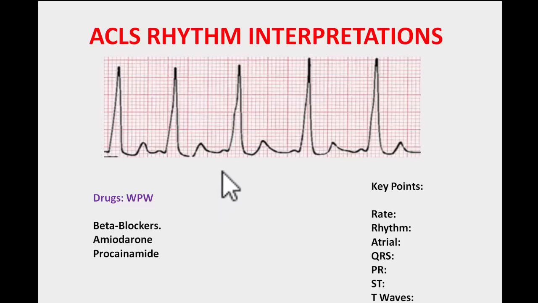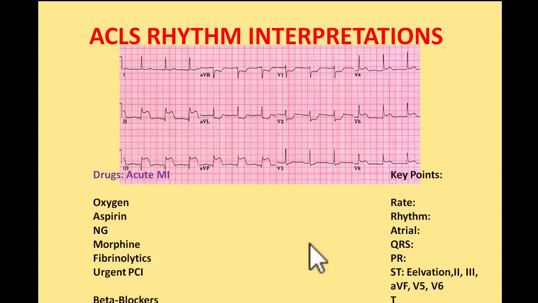Using any other drugs such as lidocaine may make these arrhythmias worse. That's one thing to keep in mind. So when you see a patient with WPW with a rapid ventricular response, always consider beta blockers or even procainamide. This is an example of an acute inferior and lateral wall myocardial infarction.